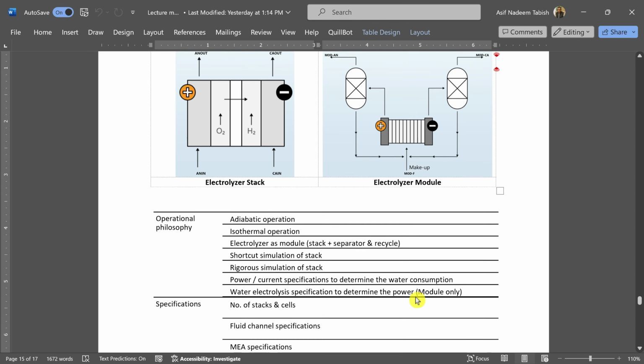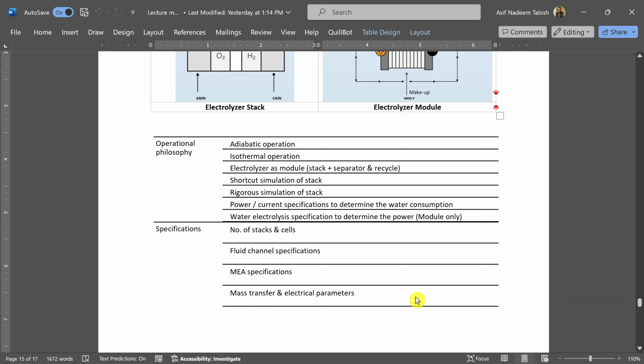The details of the specifications that can be provided in the rigorous model specifically include the number of stacks and number of cells in each stack, specifications of the fluid channel, geometrical details of the membrane electrode assembly, as well as the mass transfer and electrical parameter specifications.